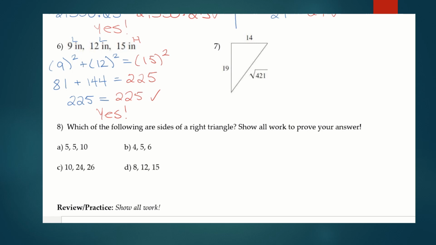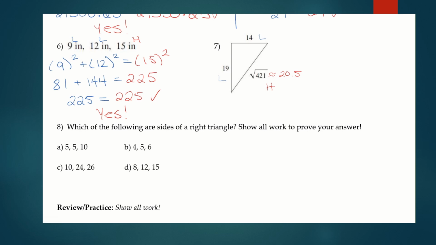Taking a look at number 7, I'm just going to really quickly figure out what the approximate value of the square root of 421 is. So going to my calculator real quick, second x squared, 421. So the square root of 421 is approximately 20.5. So that definitely makes it our longest side. This is our hypotenuse. 14 is going to be a leg, and 19 is going to be a leg as well.